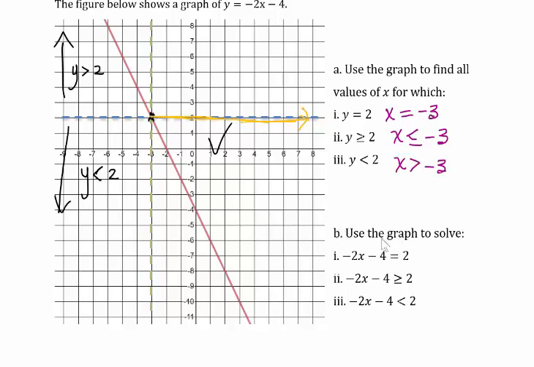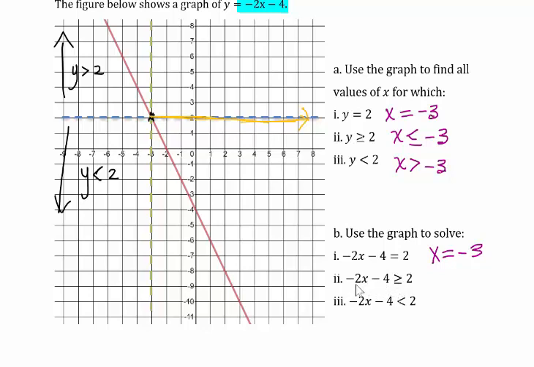And for part B, we're also asked to use the graph to solve these equations or inequalities. And the first one asks us to find when negative 2x minus 4 is equal to 2. Well, remember, negative 2x minus 4 is the given function. And so essentially that's just asking us to say when y equals 2. And we already found that, and that was when x is equal to negative 3.